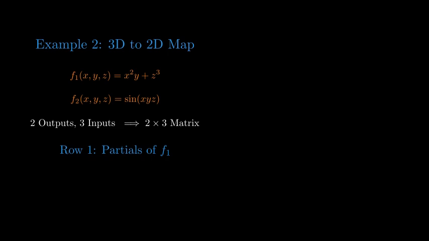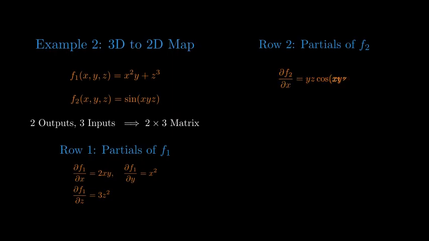For the first row, we compute the partial derivatives of f1 with respect to x, y, and z. The partial derivative of f1 with respect to x is 2 times x times y. The partial derivative of f1 with respect to y is x squared. The partial derivative of f1 with respect to z is 3 times z squared.